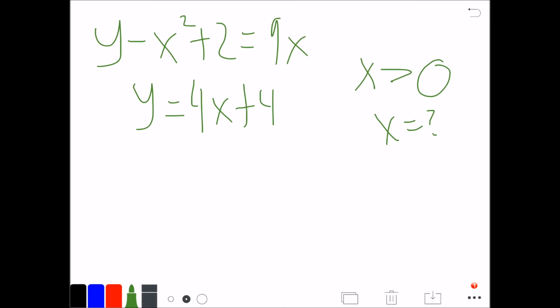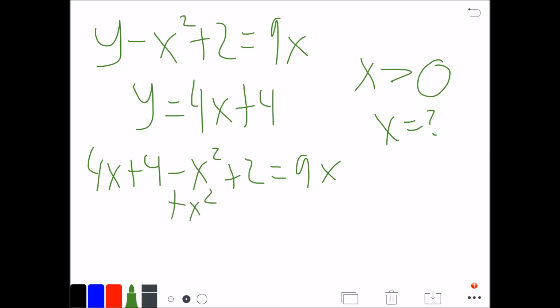Okay. So this is another bubble-in grid-in answer, so there's no A, B, C, D for this. But what you want to do is solve for x. They give you y equals 4x plus 4. So what you can do is replace the y in this equation with the 4x plus 4, and then solve for x that way. So like this, 4x plus 4 instead of y, minus x squared plus 2 equals 9x. And what I want to do now is add the x squared over, so I have a positive x squared, and subtract everything else over. So minus 4x minus 4 minus 2.